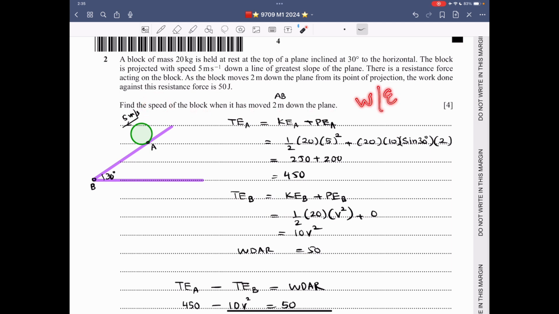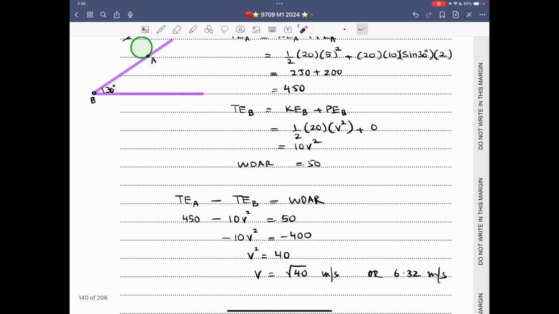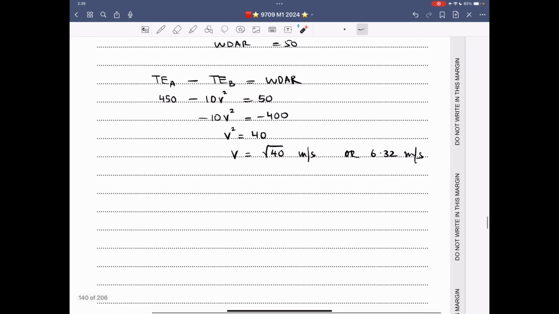Simple work energy principle. Total energy at the start, that is kinetic energy at the start plus potential energy at the start: half mv squared plus mg sine theta into distance along the plane. Similarly, total energy at B, we are finding for this particular value the unknown velocity or the speed, and potential energy at B is 0 because this is the base level. Work done against resistance is 50. Total energy at the start minus total energy at the end is work done against resistance. You can leave the answer in the exact form or leave the answer correct to 3 significant figures. That's your choice.